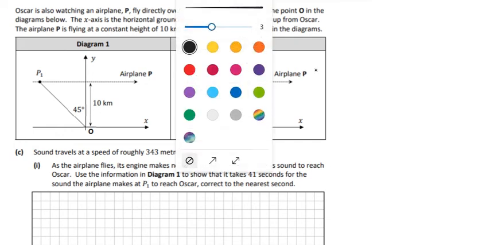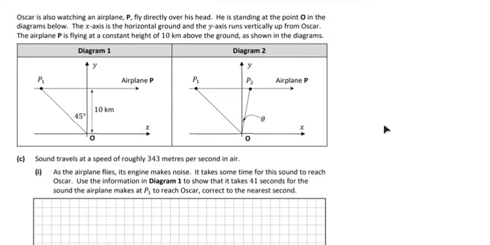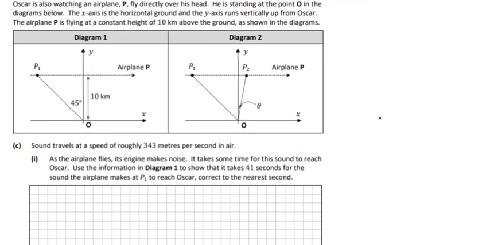Right, so for part C then, there's an airplane going straight across in the air, and Oscar's on the ground looking up at it. If you look at diagram 1 there, ultimately we have to show that the time it takes is 41 seconds. So they want us to show that t is 41.